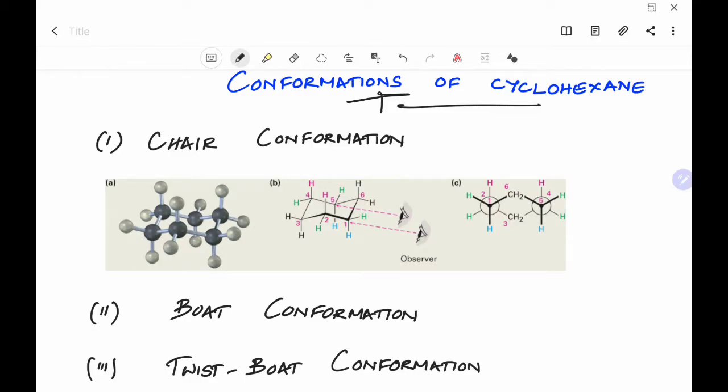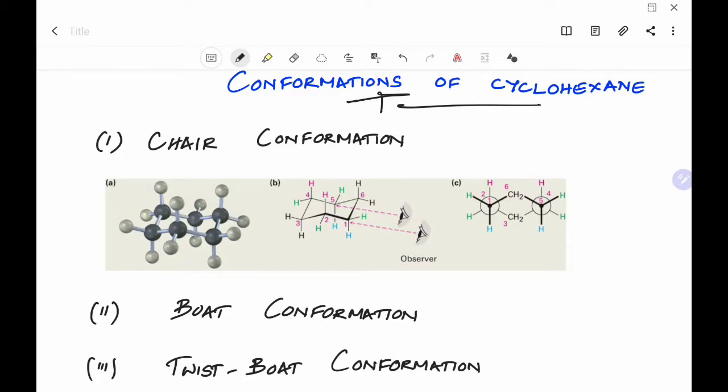In this video we will talk about conformations of cyclohexane. When it comes to conformations of cyclohexane, there are three primary conformations. The first, and the most stable, is the chair conformation, and then you have the boat conformation and the twist boat conformation.